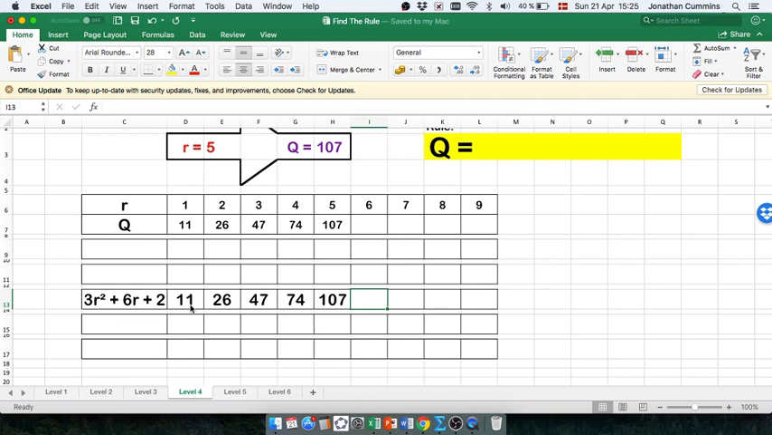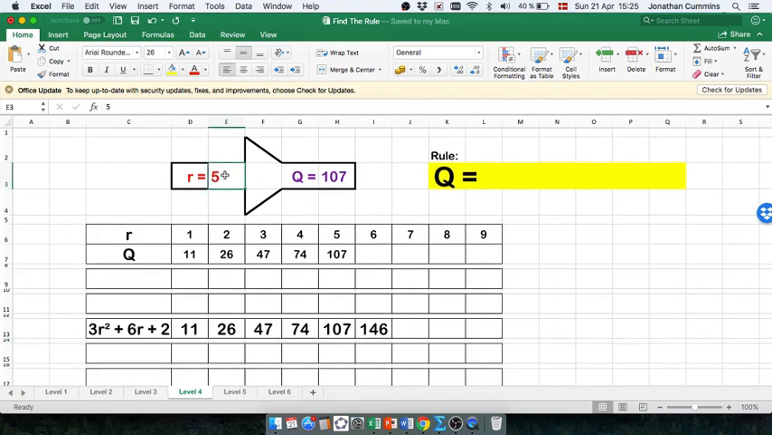Now, I should test that. So let's say if x was 6, what would we get? We'd get 3 times 6 times 6 plus 6 times 6 plus 2. So we're predicting the next one should be 146. Let's see if that works out. When r equals 6, I think I said x before, r and q they're called, we do indeed get 146.